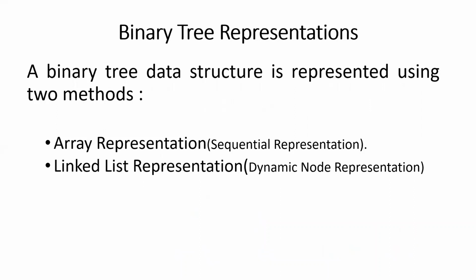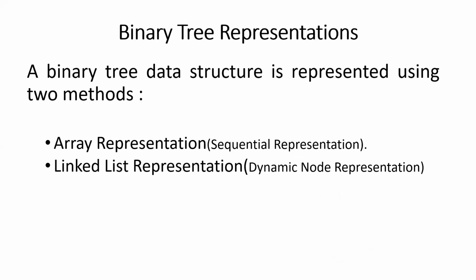So that was yesterday's class. A data structure can be represented by two methods, either the sequential representation using arrays or the linked list representation. In linked list representation, we are able to make a dynamic binary tree. While using array representation, the array size, as we mentioned in the beginning itself, will be a static representation.